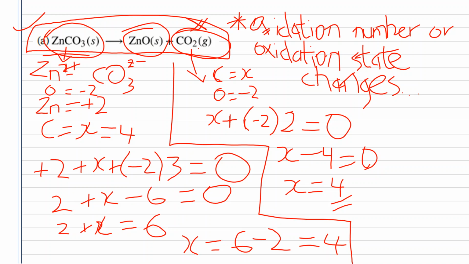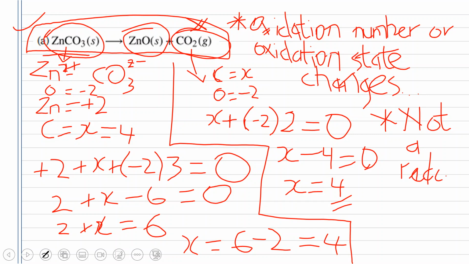So what is the conclusion? This one is not a redox reaction. How do I know that? There's no change in the oxidation number for any of the elements. Please don't forget, A is not a redox reaction. If you were going to say it was a redox reaction, you'll be wrong. It's not a redox reaction.